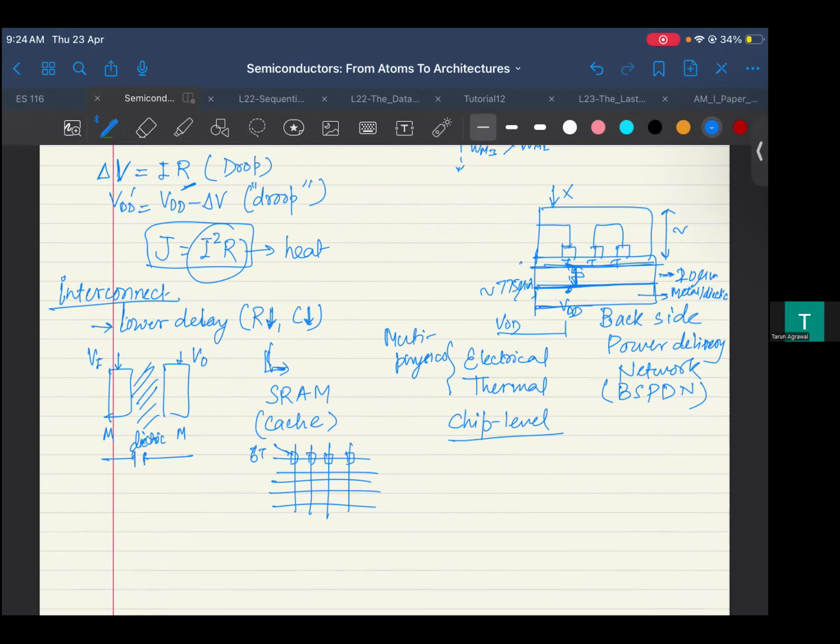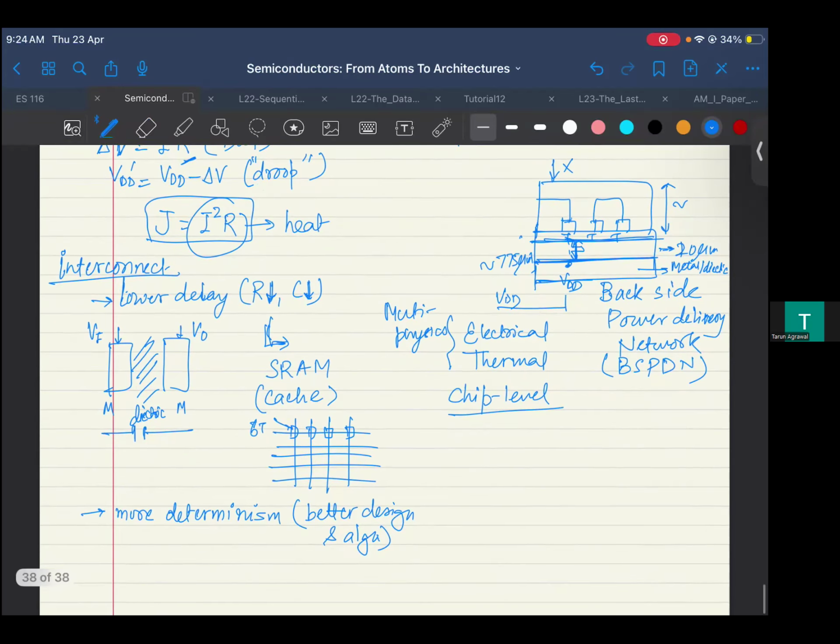That then means that you can find a much better strategy, because as soon as you have more determinism in the interconnect, that is going to be much, much better for your algorithms, for better designs and algorithms. Because then your algorithm does not look for multiple optimization solutions, because you have reduced the space and it does a much better job of optimizing it.